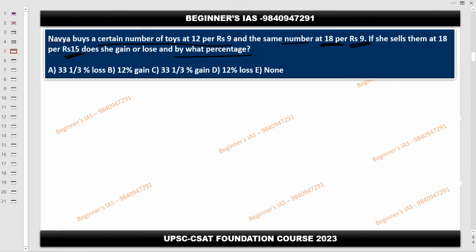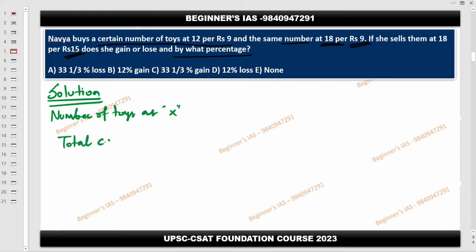Here you can do it in many methods, but for this kind of unknown problem, just use your simple school method. That is very important. The school method is also important, instead of leaving that question. So here you don't know the certain number of toys, so what you are going to do is just assume the certain number of toys as X. Find out the total cost price. So what would be the total cost price?